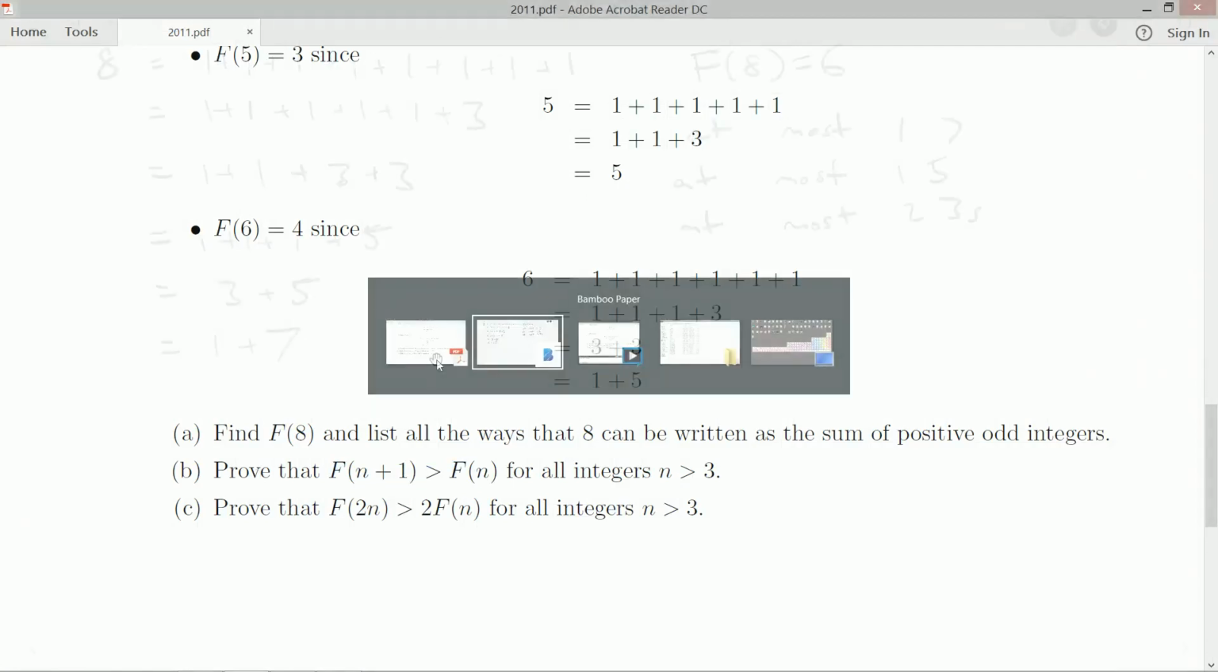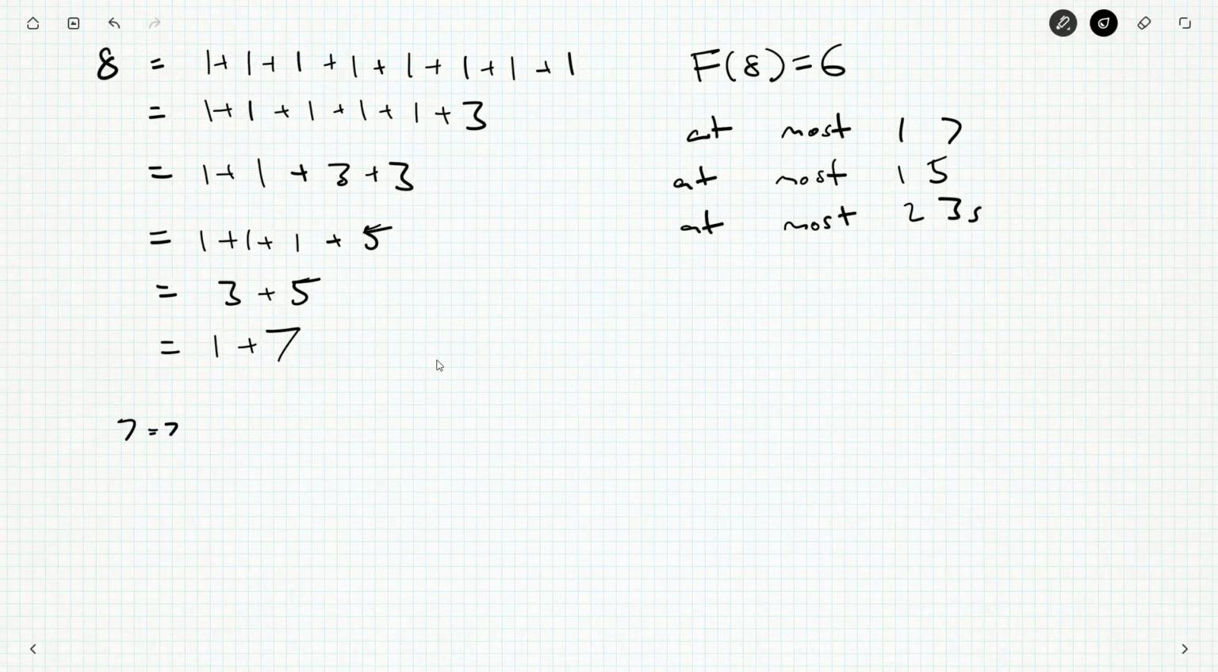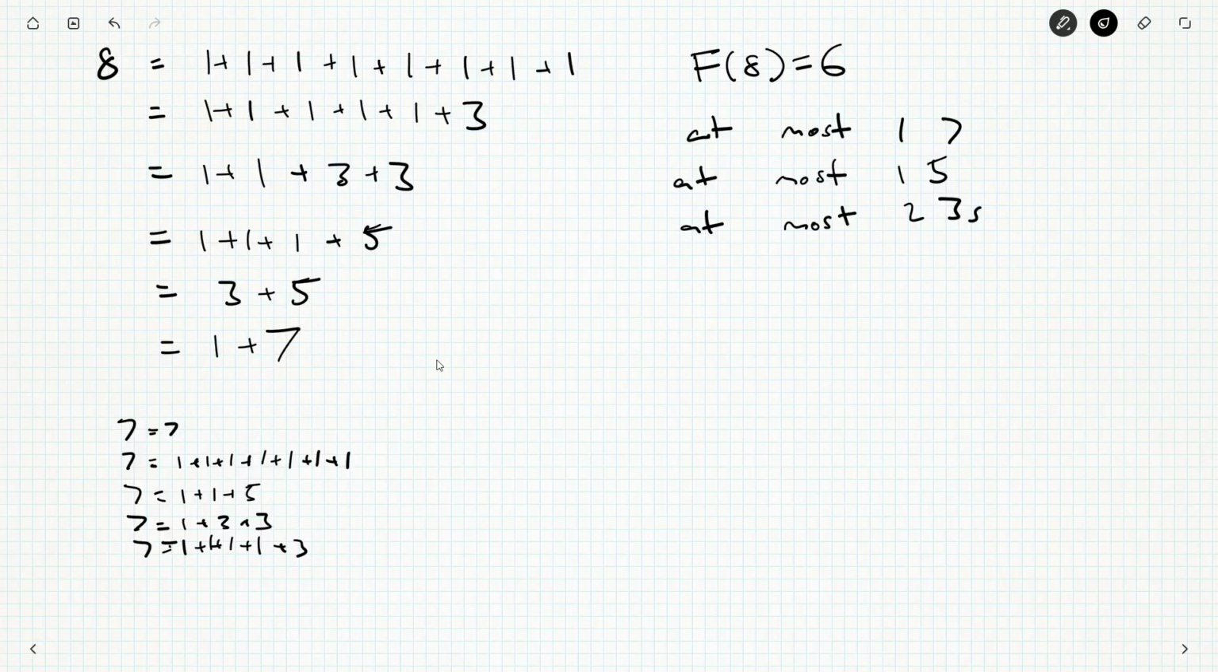So if I wanted to, I could double check this by asking, how many ways can I write 7 really quickly? So 7, I could have 1 plus 1 plus 1 plus 1 plus 1 plus 1 plus 1. I could have one 5. I could have two 3s, and I could have just one 3. And I can't think of another one in there, so yeah, I'm a little more confident that my f of 8 equals 6 is better, because this doesn't seem to be growing very fast.